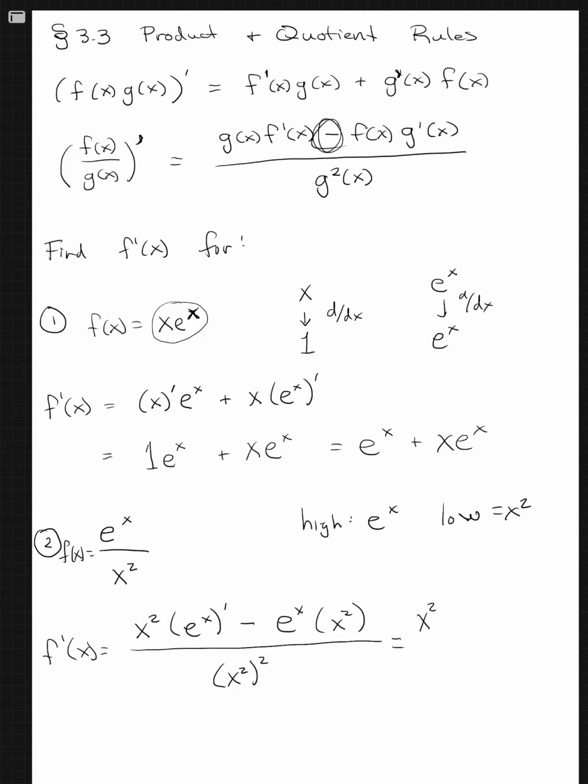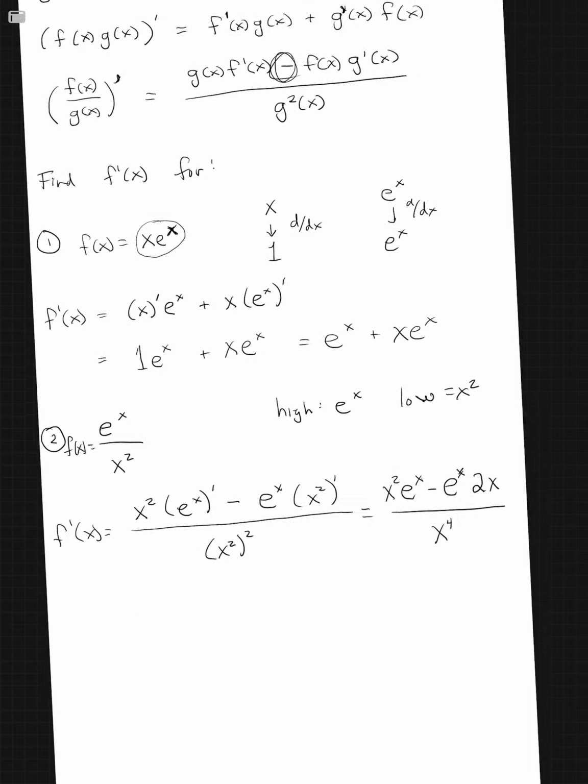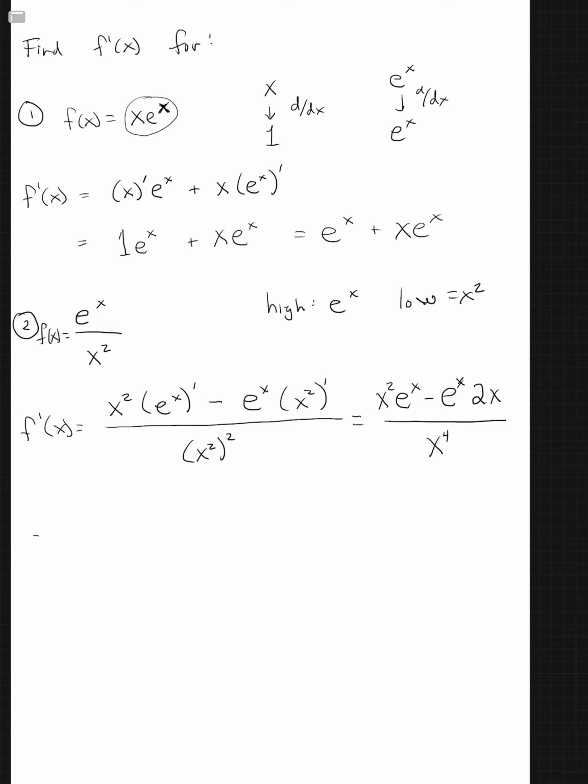So this is going to be x squared times the derivative of e to the x, which is just e to the x, then minus e to the x times the derivative of x squared, which means we use the power rule to bring that 2 down, and it changes the exponent to a 1, and when the exponent's 1, you don't actually have to write it down. And then x squared squared is x to the 4th.